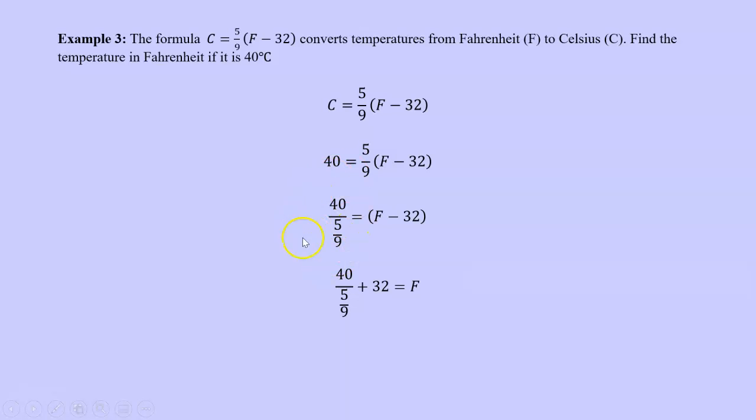And again, you might do that first and then add it. Just don't round too early. I just like to leave it like that and add it. And now I'm going to type all that into my calculator. And it comes out quite nice, which is good, 104. So F would be 104 degrees Fahrenheit.